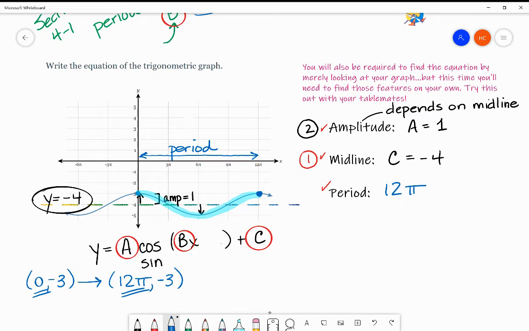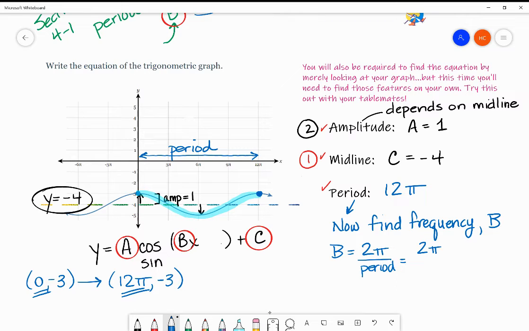And I'm going to use my period now. I'm going to be able to find my frequency, which in this case is my B value. What is my B value formula? It is 2 pi divided by the period, which is 2 pi divided by 12 pi. The pi's cancel, and it reduces to a sixth.